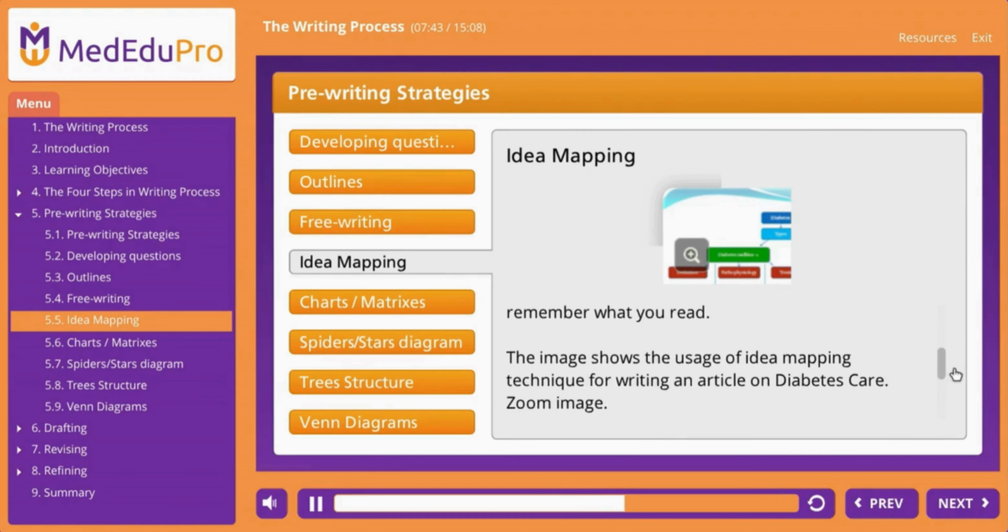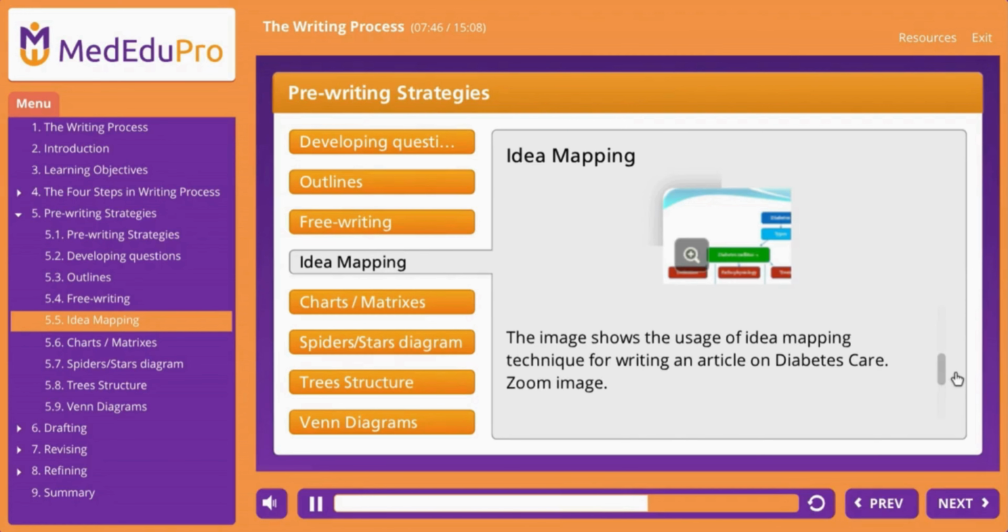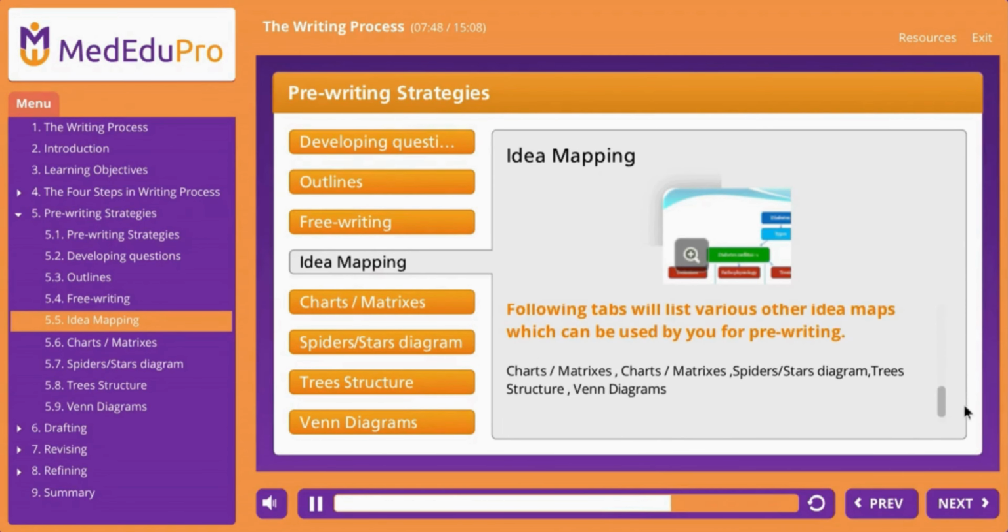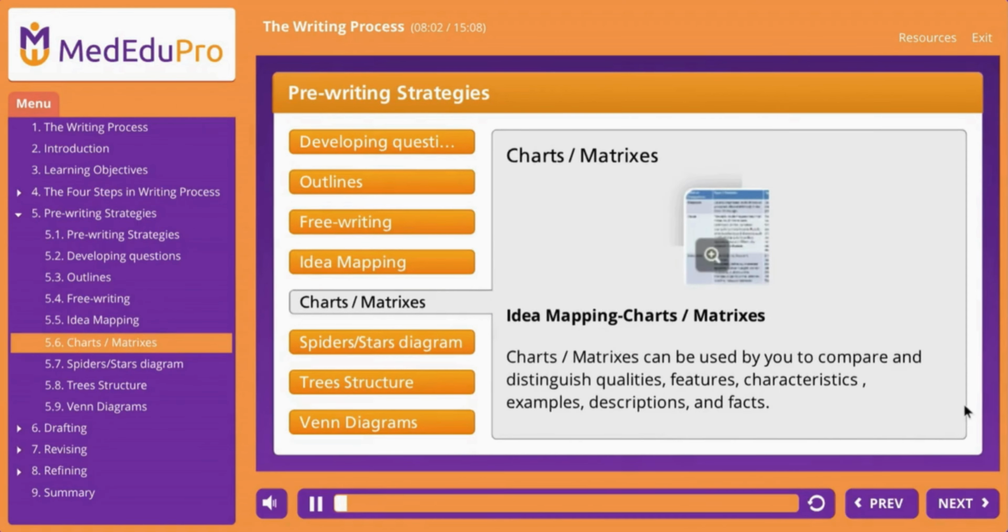Zoom image. The following tabs will list various other idea maps which can be used by you for pre-writing: charts, matrices, spiders/stars diagram, tree structure, Venn diagrams. Idea mapping charts, matrices. Charts and matrices can be used by you to compare and distinguish qualities, features, characteristics, examples, descriptions, and facts.